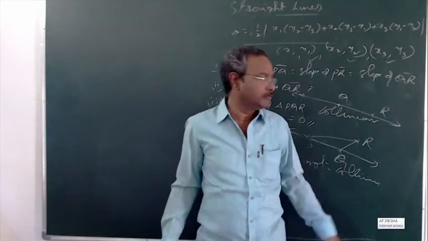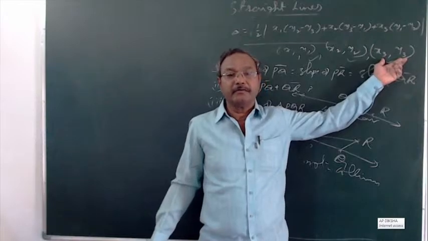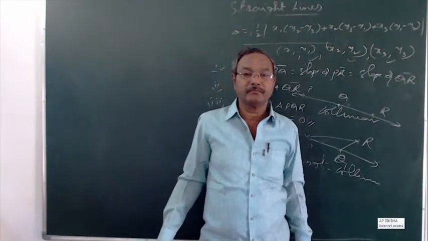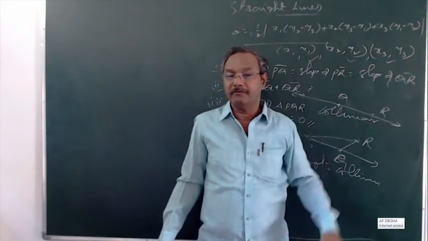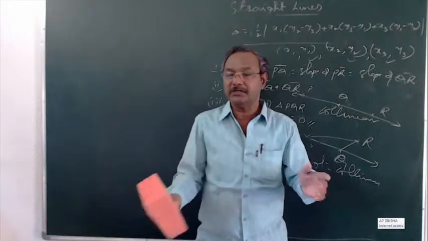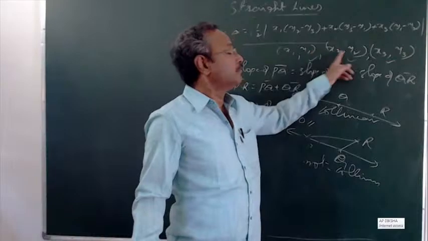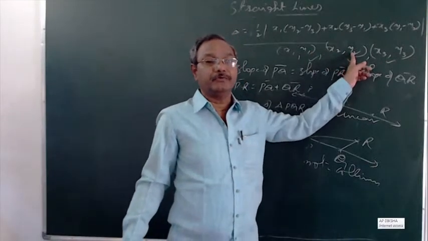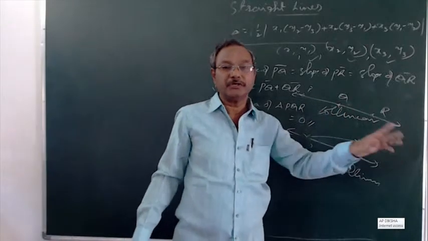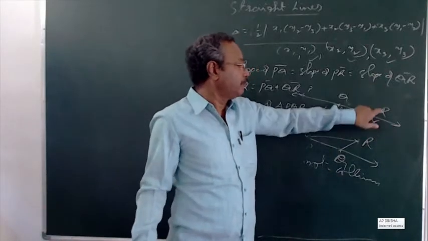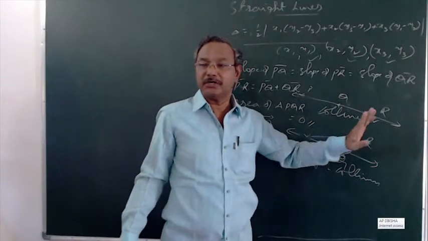The simple logic is, take the third point, x3 comma y3, substitute it in the equation of PQ. Substitute x3 in the place of x, substitute y3 in the place of y, and see whether the equation is balanced or not. If the equation is balanced, the third point lies on the straight line PQ. That is, the third point also belongs to the straight line PQ. That means all the 3 points are collinear. If the third point doesn't satisfy the equation of PQ, then the points are not collinear.